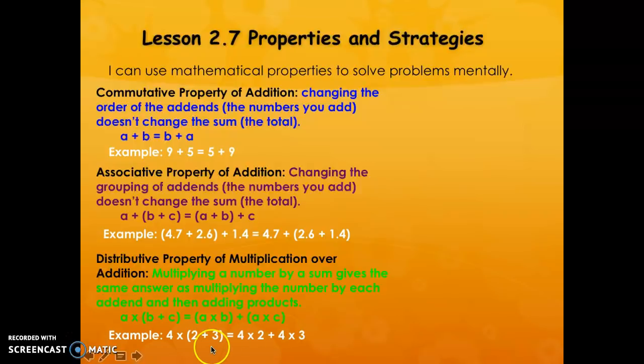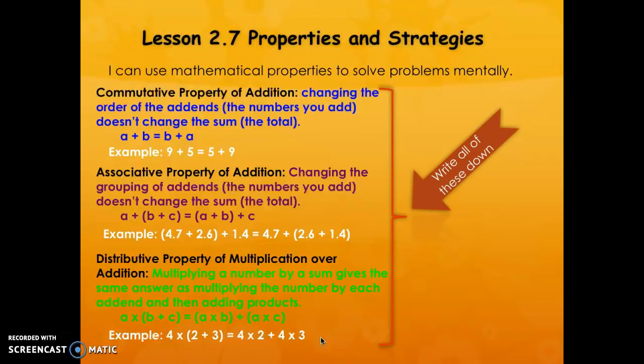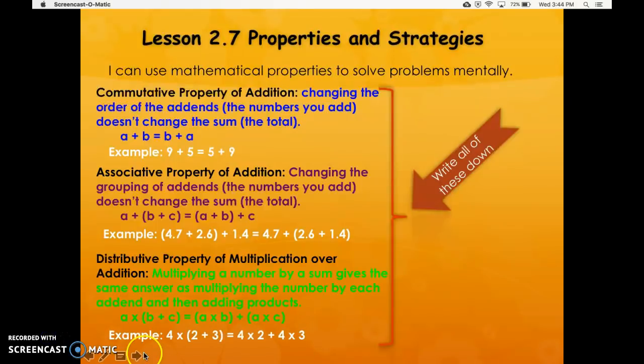Let me show you what I mean. So if you have 4 times 2 plus 3, we know that we do whatever's in parentheses first, that would equal 5. 4 times 5 is 20. If we were to split that apart into 4 times 2 plus 4 times 3, which is written out over here, 4 times 2 is 8, 4 times 3 is 12, 8 plus 12 is 20. So those two things are going to equal each other. So I want you to take a minute and write all of these down. In your math notebook, I want you to copy this exactly the way you see it with the examples. All right.